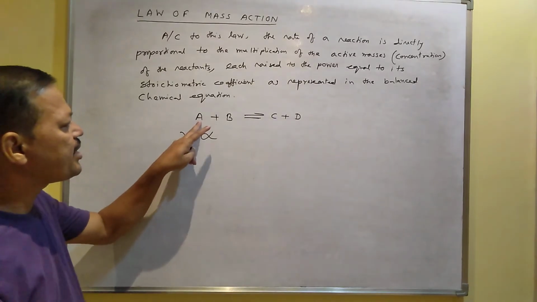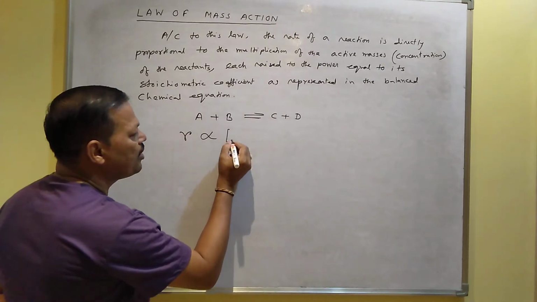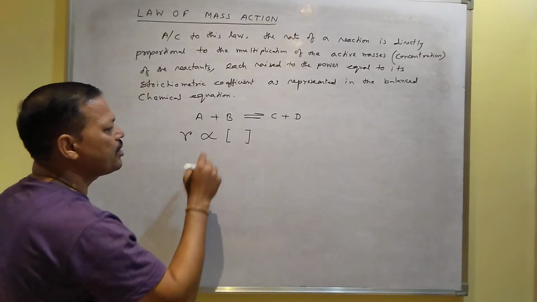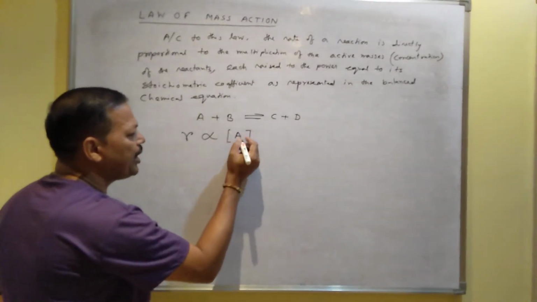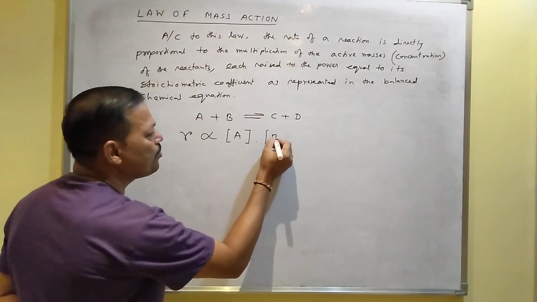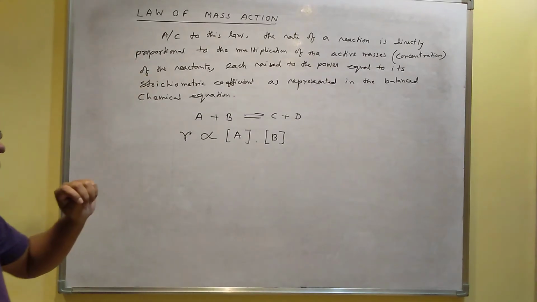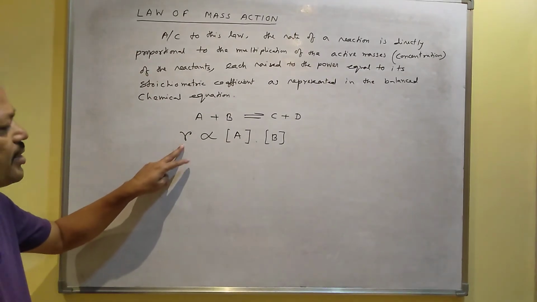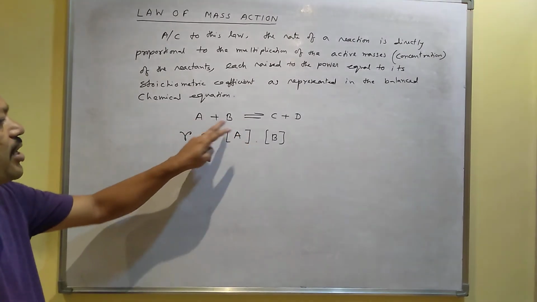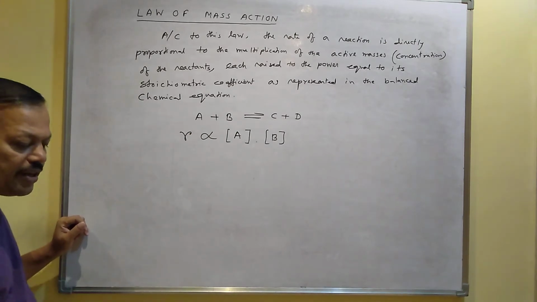So what are the reactants? A and B. The concentration is represented by a square bracket like this. This square bracket represents concentration. So if you write A inside the square bracket, this represents the concentration of A, times the concentration of B. According to the law of mass action, the rate of a chemical reaction is directly proportional to the multiplication of the concentration of reactants. It does not depend on the product, it mainly depends on the reactants.